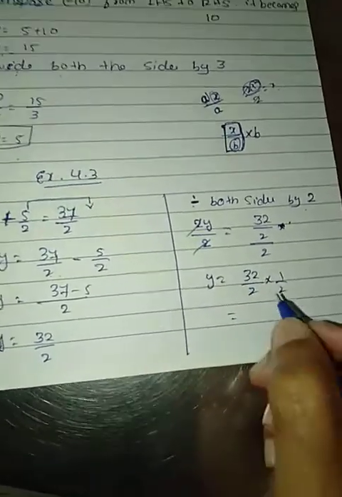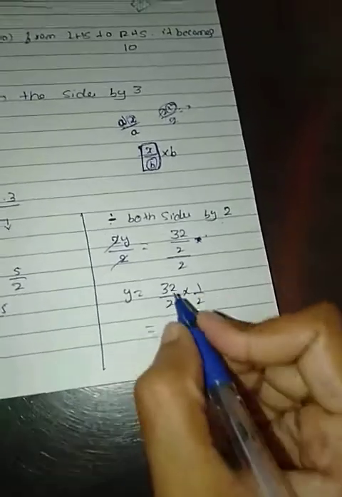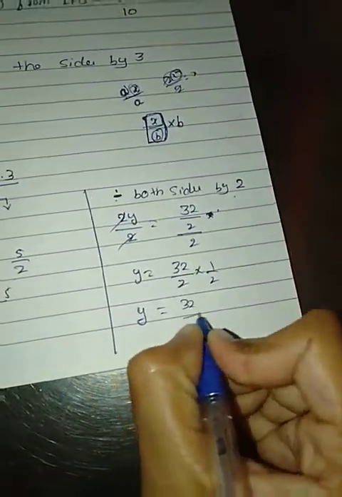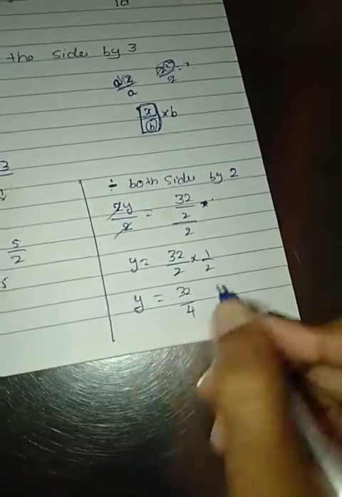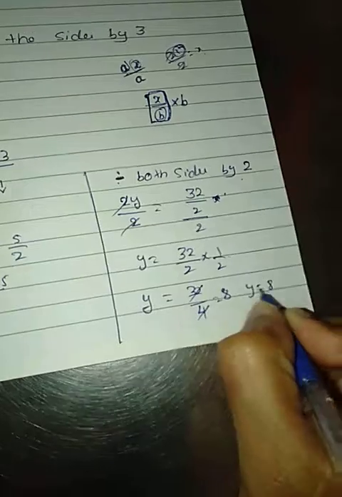So see here, 32 by 2 into 1 by 2. So y is equal to 32 by 2, 2 4s are 8. So y is equal to 8.